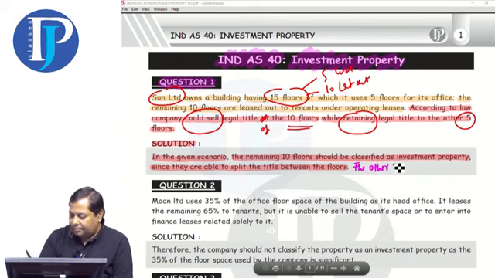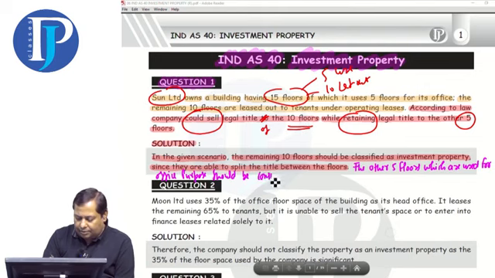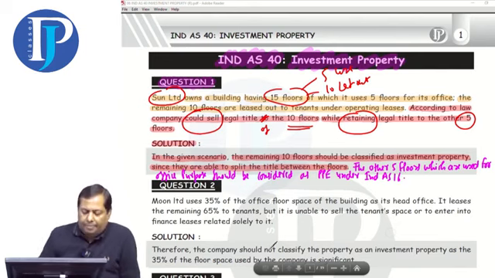The other 5 floors, which are used for office purpose, should be considered as PPE under Ind AS 16. You can add one more line to this.